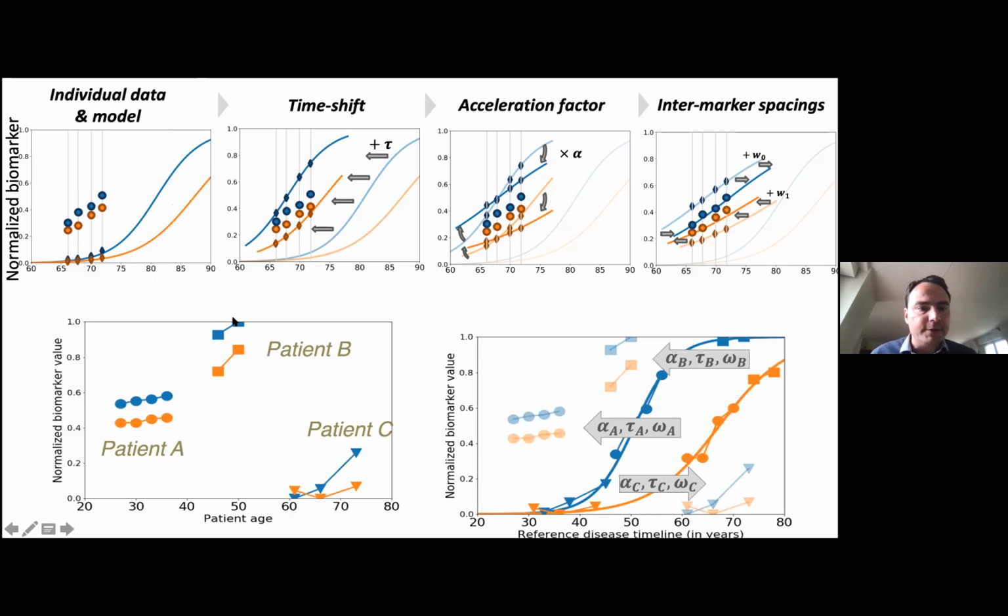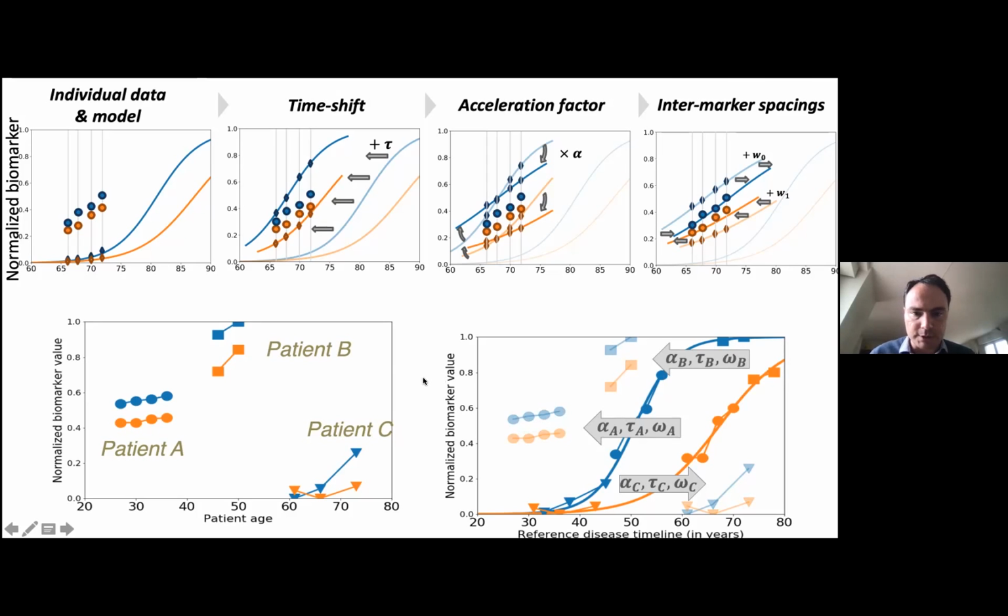So now, at the beginning, we just have a longitudinal data set where we have several patients seen at different time points, patient A, B, and C, for which we have the measurements of the 2 biomarkers. And we estimate the position of the shape in these logistic curves, these plane curves here, so that the average time shift is 0, the average acceleration factor is 1, and the average intermarker spacing is 0. So in some sense, these 2 plane curves are the progression of the typical subject, the average subject seen in the population.